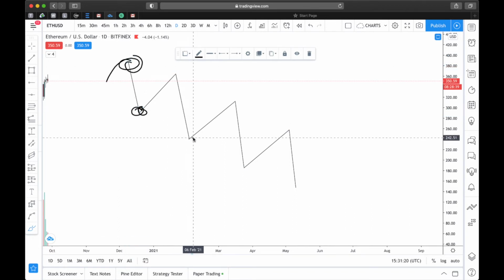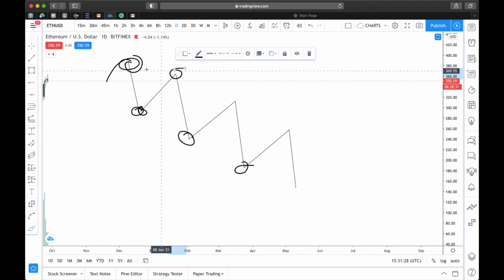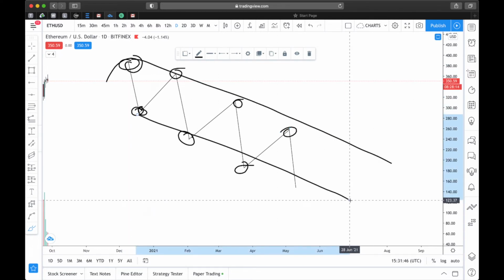The next low is lower than the previous low. This next low is lower than this previous low. And for the highs, this high is lower than this high. This high is lower than this high. This high is lower than this high, and this is how you identify a downtrend. So this is a downtrend. That's how it works. So let's go to sideways trend.